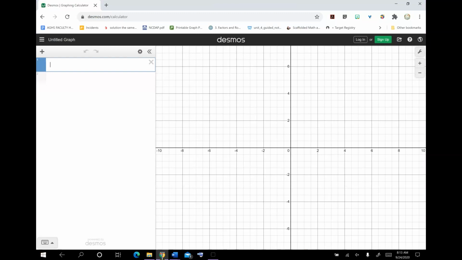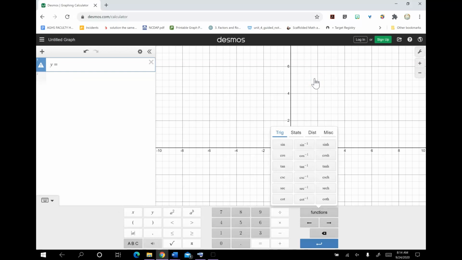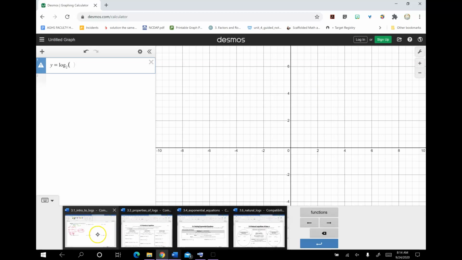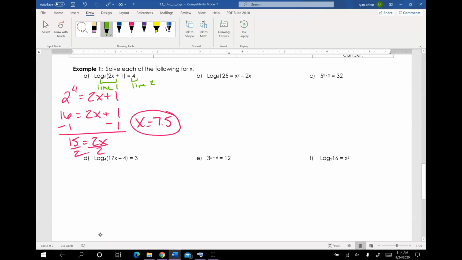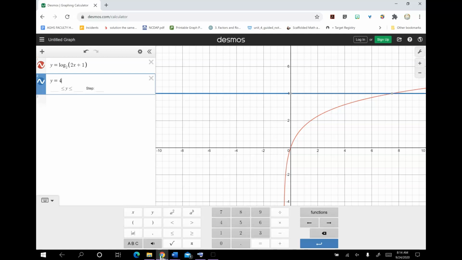Left-hand side is line 1. So I'm going to say y equals, hold on a minute, let's get rid of that keyboard. Y equals, I've already shown you how to find log. It's in your functions. It was a log base 2, so I need the one with a base. 2 goes down there. You have to arrow over, and then it was 2x plus 1, and then I will have y equals 4. You see how I put y equals for both of them? And then you have to find where they intersect.